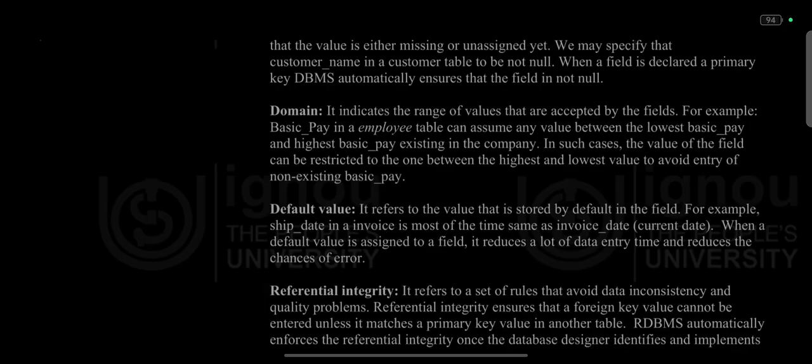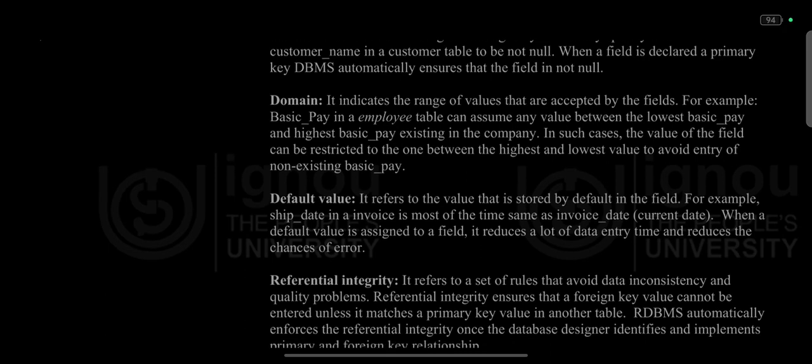Domain. It indicates the range of values that are accepted by the field. For example, basic_pay in an employee table can assume any value between the lowest basic_pay and the highest basic_pay existing in the company. In such cases, the value of the field can be restricted to one between the highest and lowest value, to avoid entry of non-existing basic_pay.